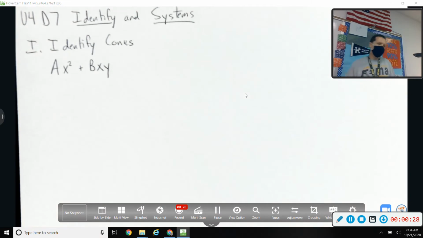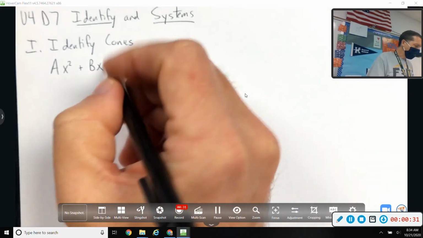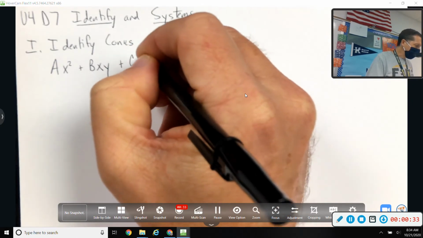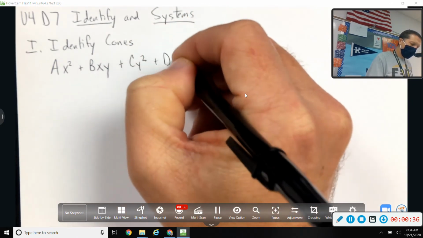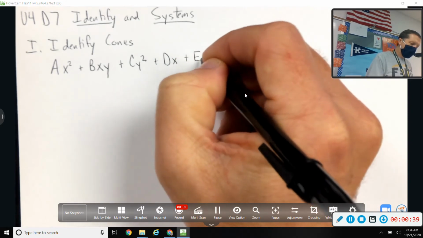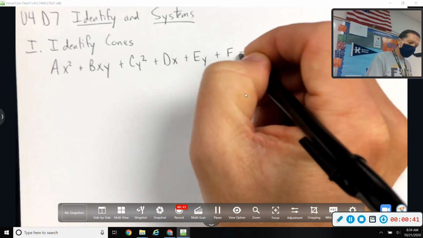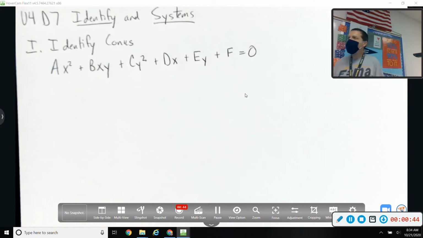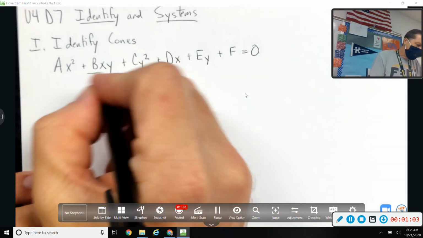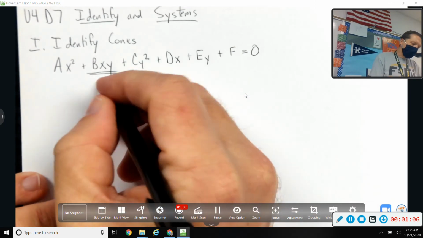In general form, it might look like ax squared plus bxy plus cy squared plus dx plus ey plus f equals 0. You just did a quiz that had that kind of stuff on there. With one exception, there's one term in there that we have not seen yet: the bxy. All the others you've seen before.